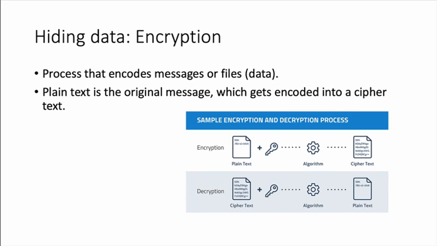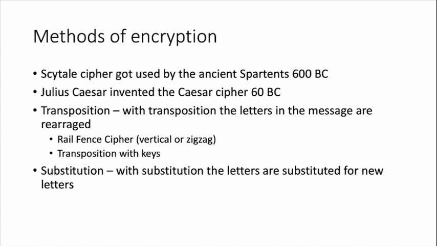So starting with encryption. Encryption is the process that encodes messages or files so that they can only be read by those who know which cipher or key should be used to decode it. Encryption has been around for a long time. We've had the Scytale cipher, used by the ancient Spartans around 600 BC, and the Caesar cipher, invented by Julius Caesar around 60 BC. There are a lot of different types of encryption, such as transposition and substitution.